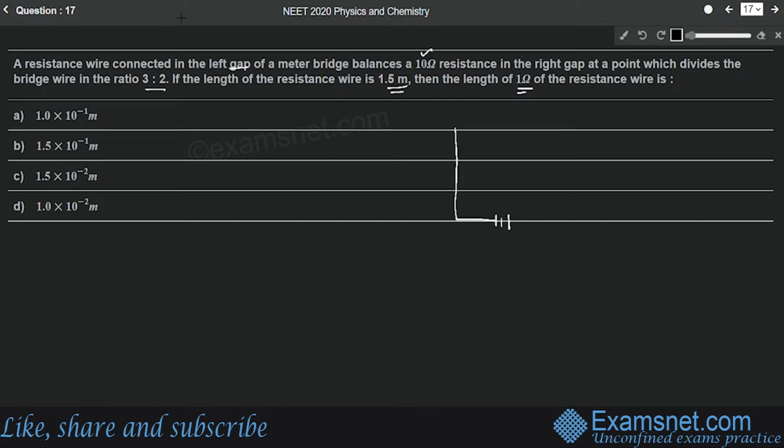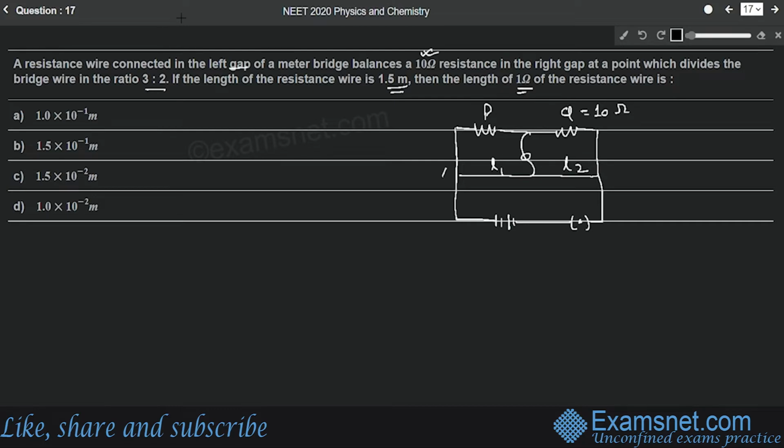Here we have the battery. Then we have the switch, and then here we have two resistances, suppose P and Q. So P is on the left side, Q is on the right side. So according to the question, the resistance on the right side is 10 ohm. That means Q is given as 10 ohm. Okay. Also it is given that the length of the bridge wire is in the ratio 3:2. That means if this is L1 and this is L2, then L1 by L2 is equal to 3/2.